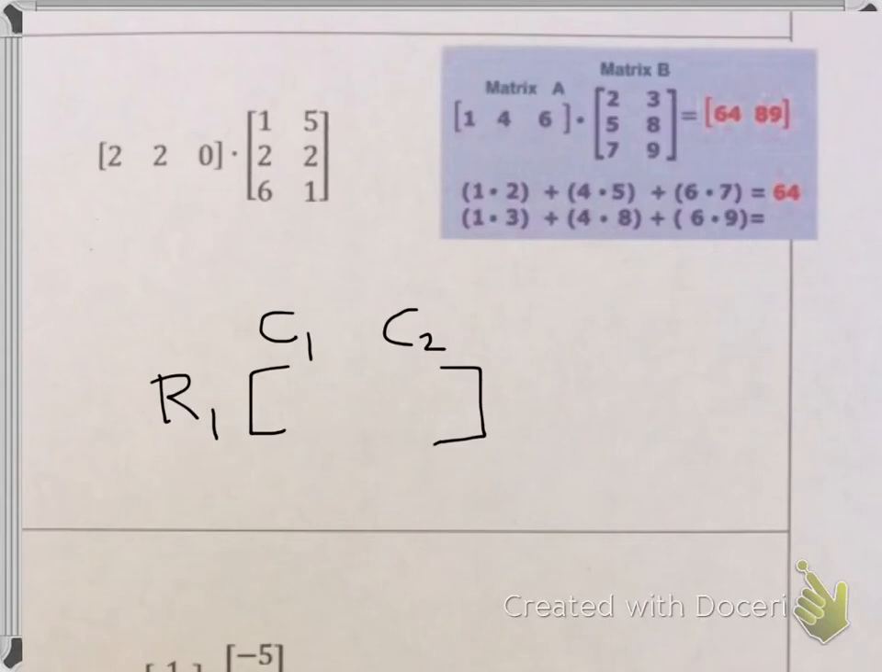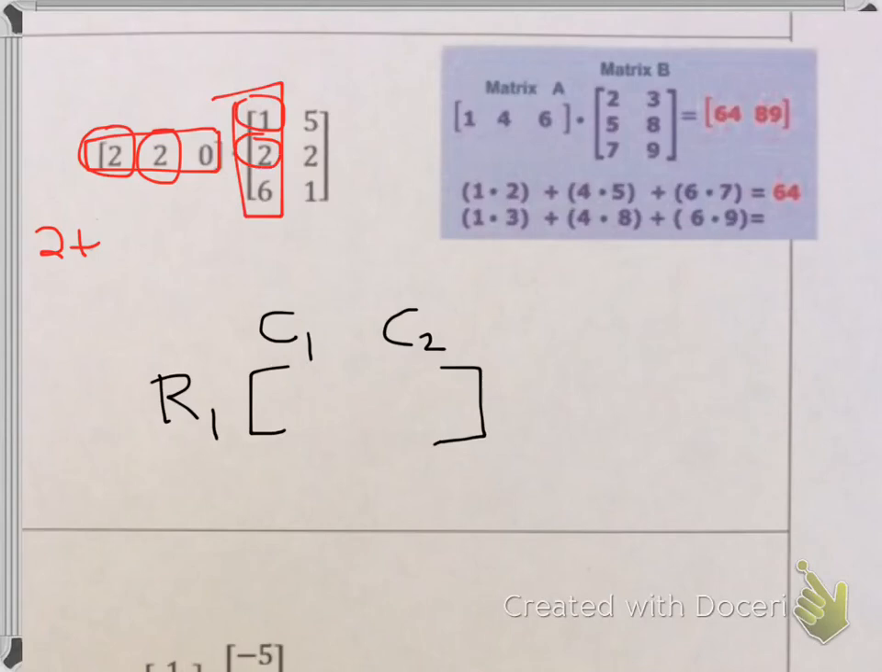So again, this position right here comes from row 1 times column 1. So I need to find row 1, which is actually this whole matrix, times column 1, which is right here, and I'm going to multiply similar positions together. So the first one times the first one would be 2. The second one times the second one would be 4. And the third one times the third one would be 0. Those all three add together to be 6 for the first position in my matrix.